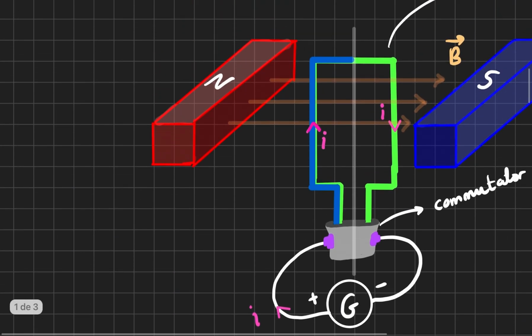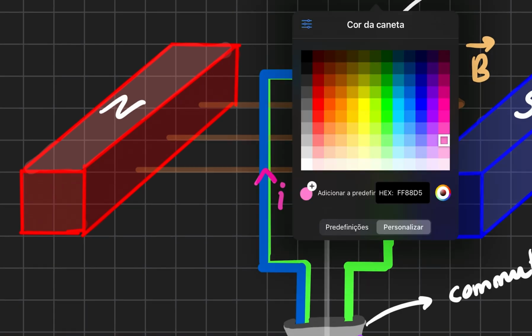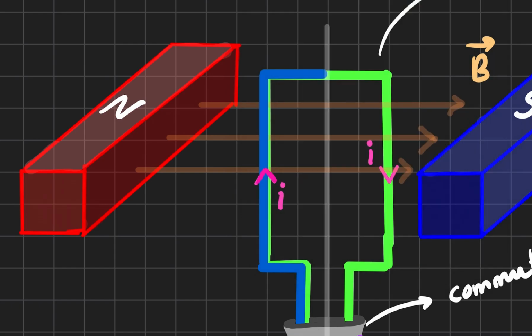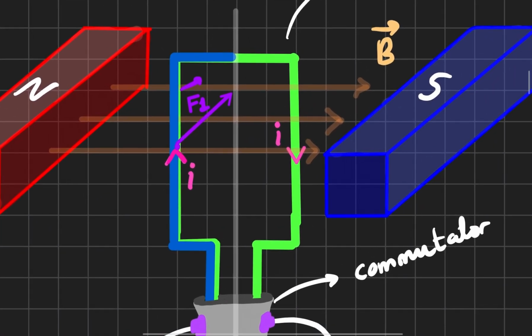Let's draw it here. Let's use this nice purple color. So the force F would be oriented inwardly, okay? And let me make it thicker. And we call it F1, okay? Now let's study the green part.